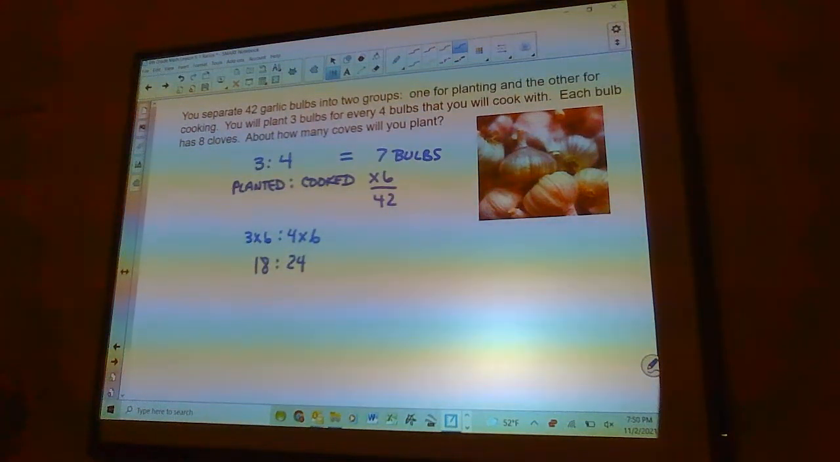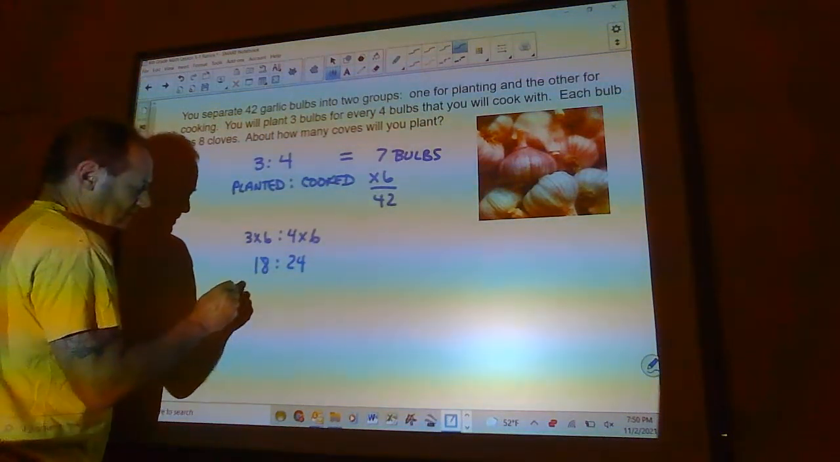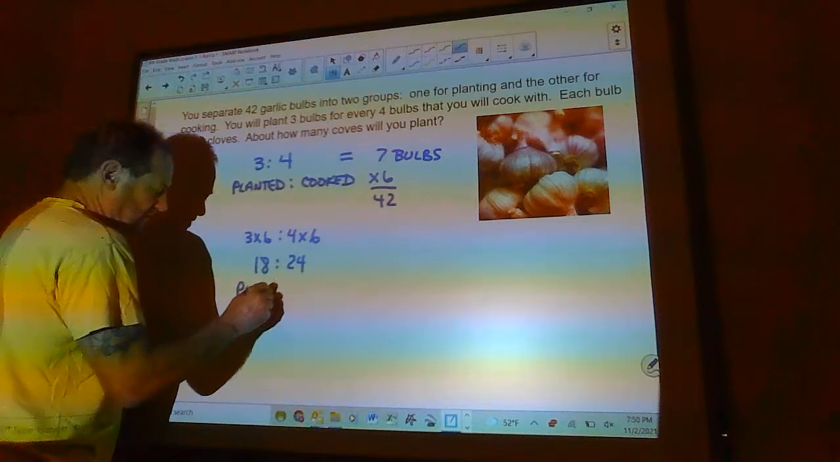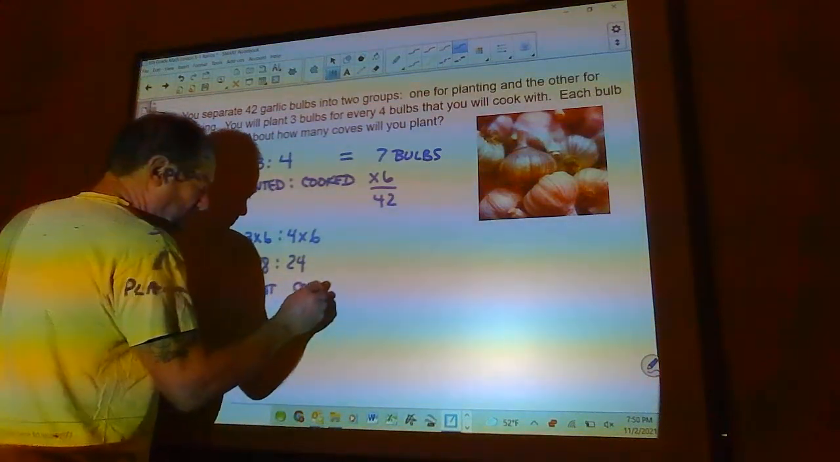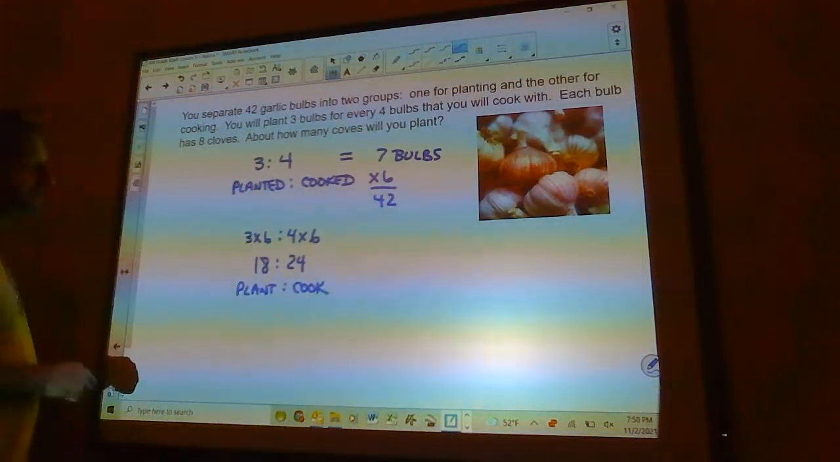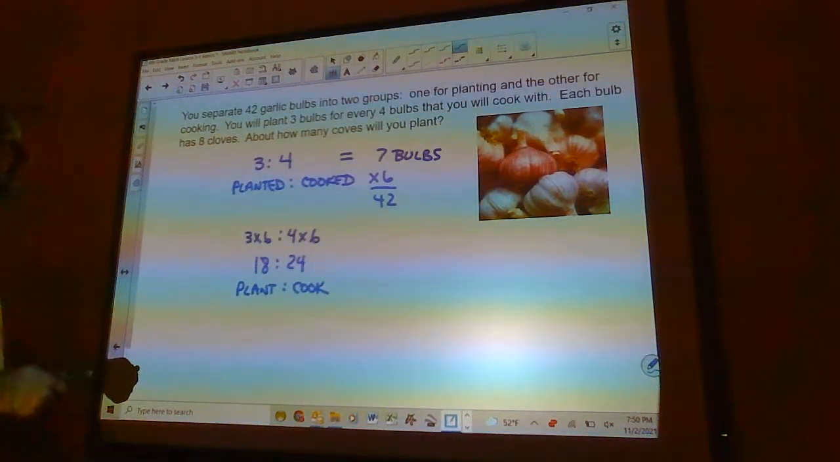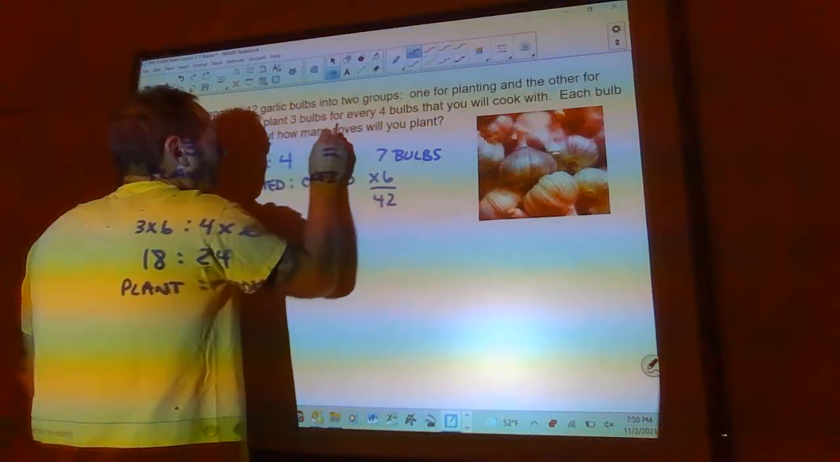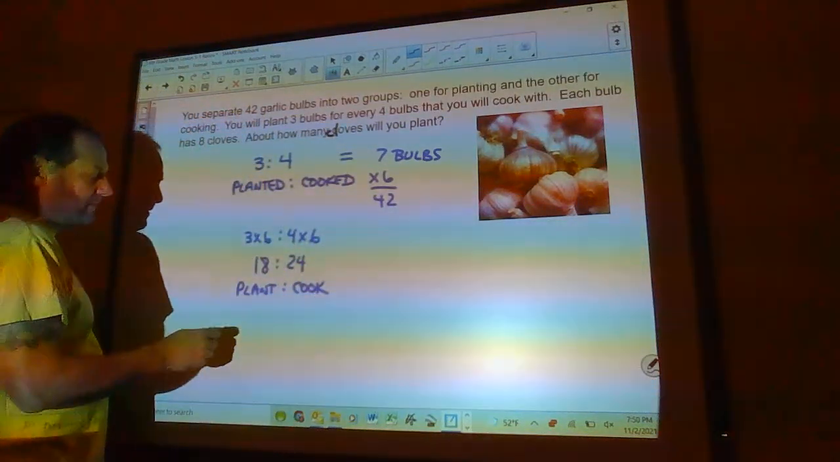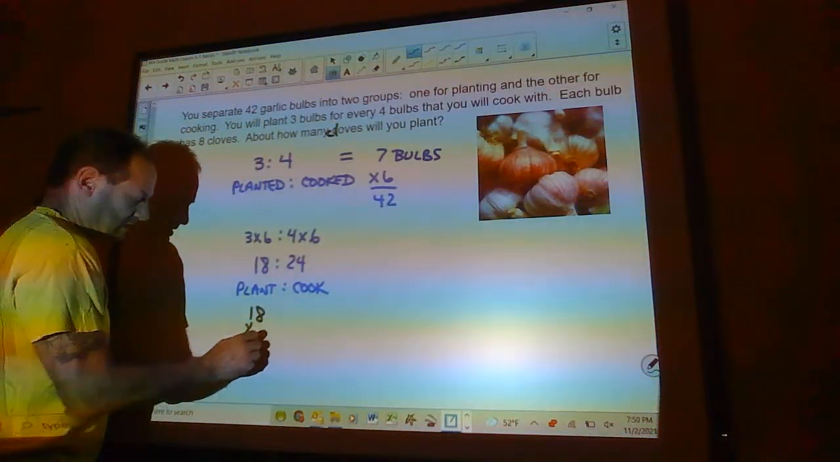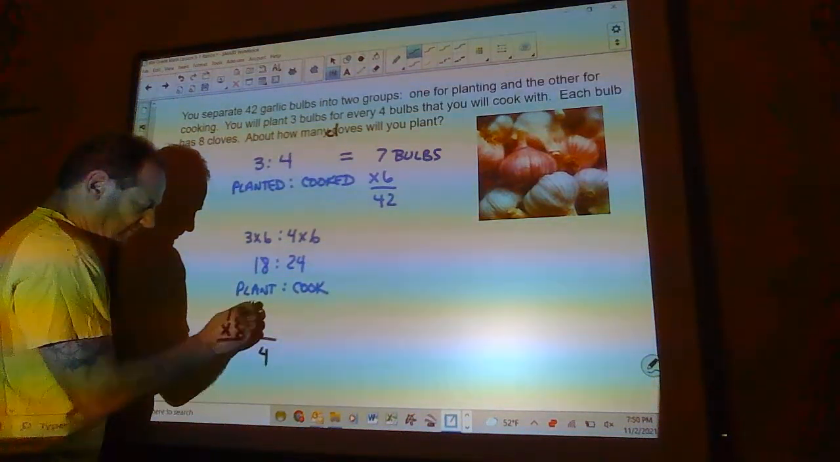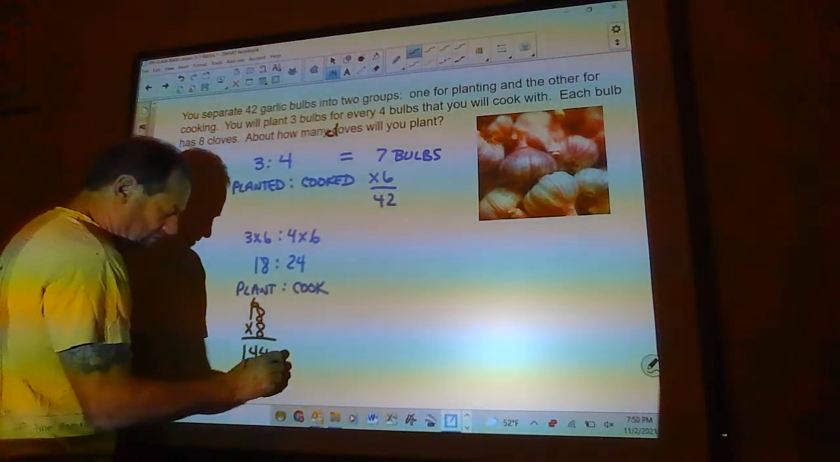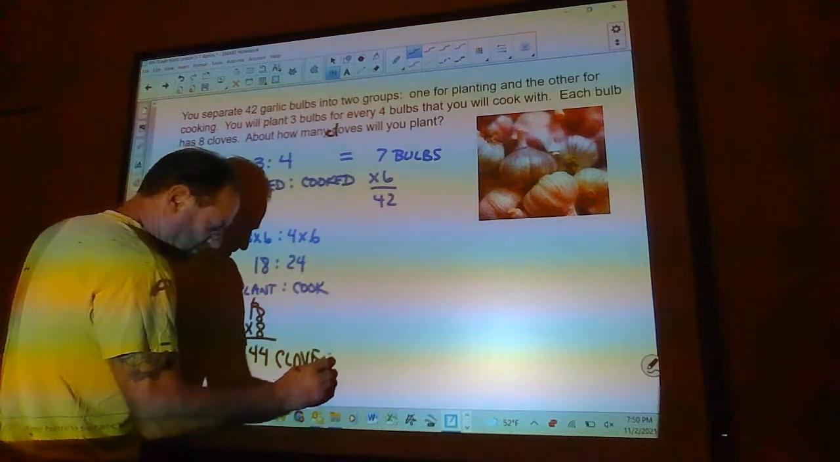Now that's bulbs. So I'm going to plant 18 bulbs, and I'm going to cook 24 bulbs. Now, if they each have 8, how many am I going to plant? Oh, this should say cloves, by the way, instead of coves. I'm going to plant 18 times 8 cloves. That's going to be 144 cloves.